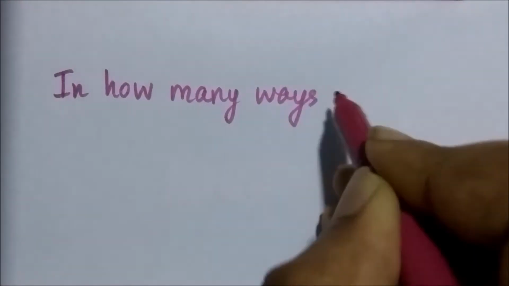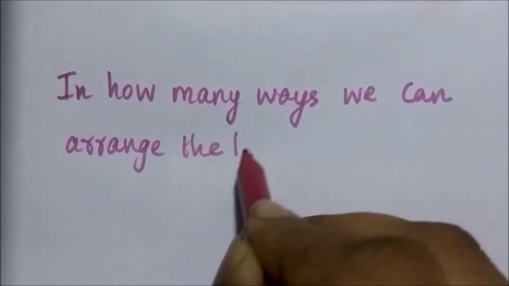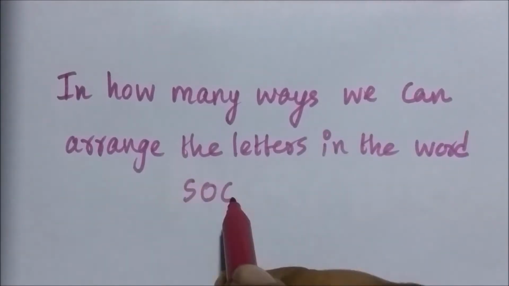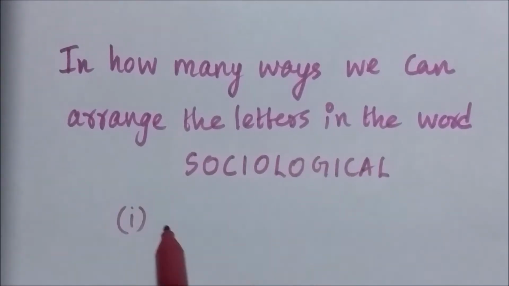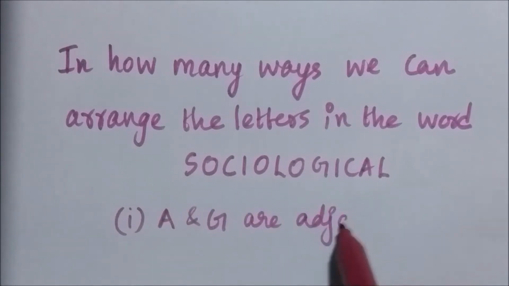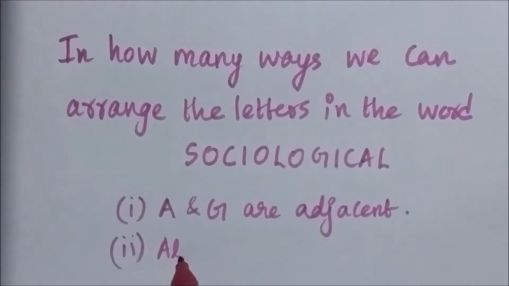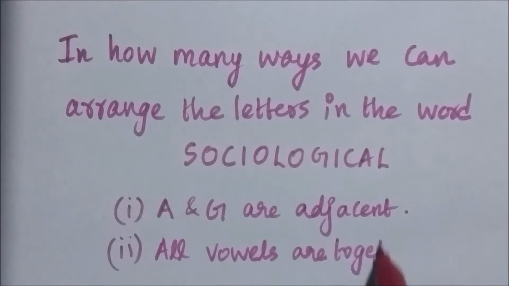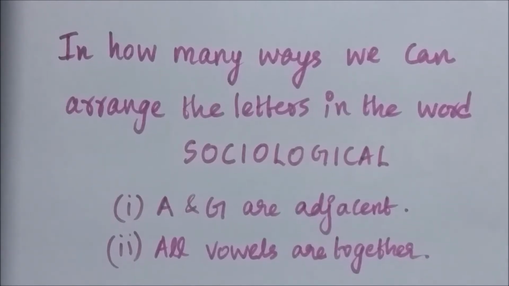Let's take a question here. In how many ways can we arrange the letters in the word sociological, where A and G are adjacent? And in the next case, we want all vowels to be together. So we have two questions here.